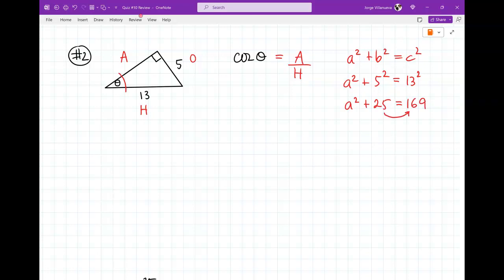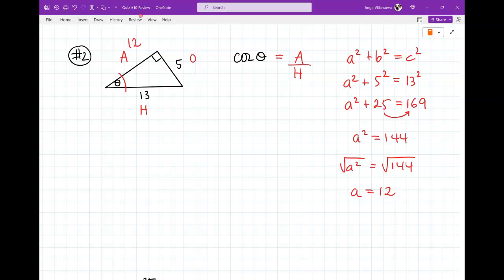If I subtract 25 over to the right side, I get 144. So a squared is equal to 144. And to find a, I just have to take the square root of both sides. So the square root of a squared is the same as the square root of 144. So a is 12. So this is a 12.